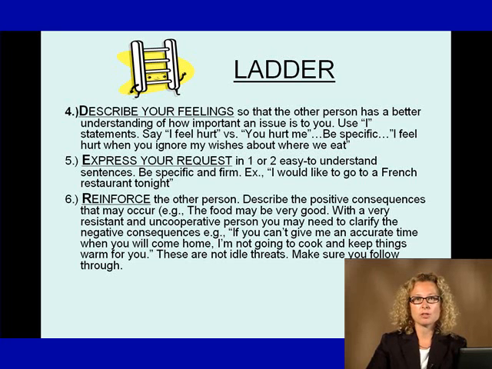Similarly, during a negative interaction, it is reasonable to assertively let the person know what the negative consequences could be. For example, "If you don't give me an accurate time when you will be home, then I will not cook and keep the food warm for you." When you have a valid point, clarifying your position and following through on your decision is an assertive response.